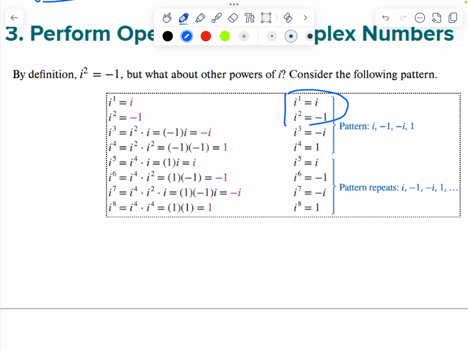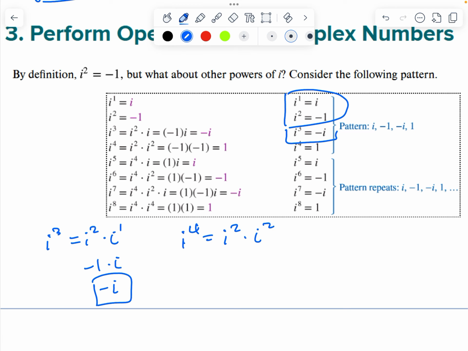Once we get past that, we can extrapolate from there. i to the third is the same as i squared times i, since 2 and 1 makes 3. i squared is negative 1, times i, so that's just negative i. i to the third is negative i. You'll see that in this chart here. i to the fourth is the same as i squared times i squared, same as negative 1 times negative 1, which is the same as positive 1. i to the fourth is positive 1.